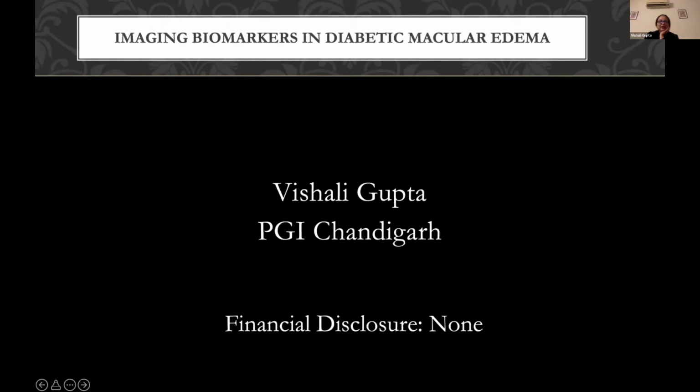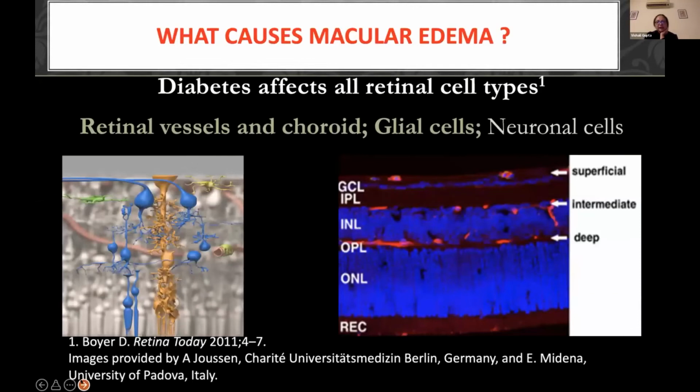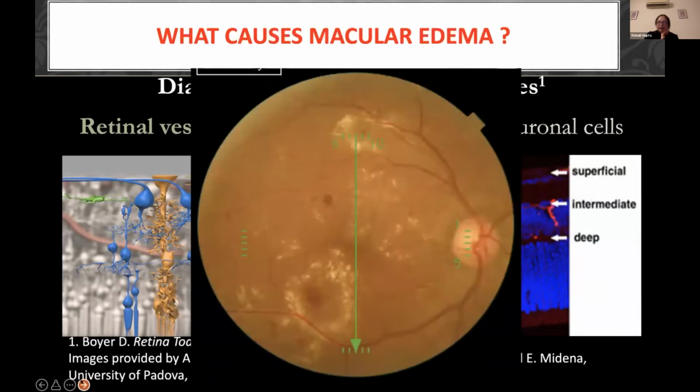So the topic that I have been given is the imaging biomarkers in diabetic macular edema. As we understand, diabetic macular edema is caused because all the cell types and virtually all the layers, including the choroid, glial, and other tissues, are affected, thus producing what we see topographically as macular edema.